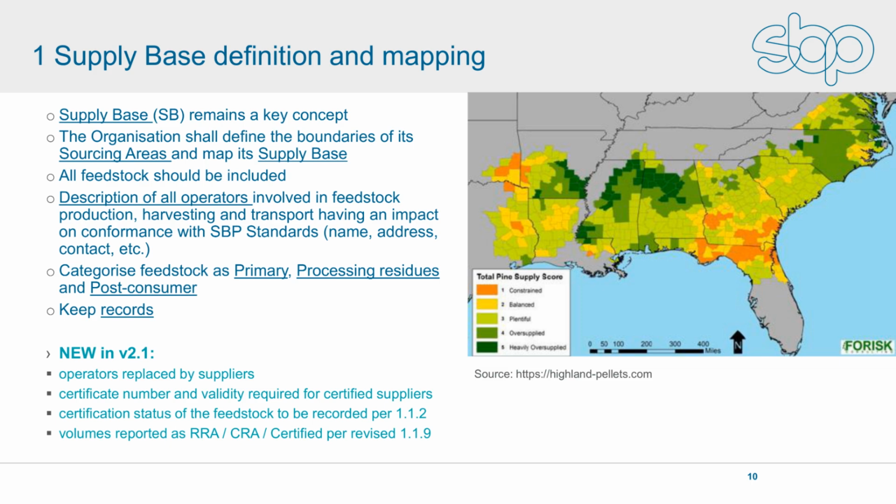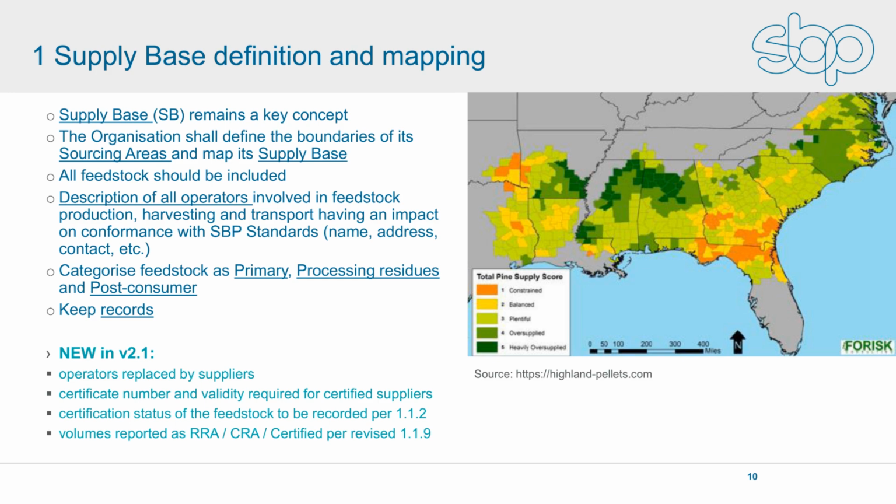Second, for each certified supplier, you now need to record the certificate number and its validity, not just the fact that the supplier is certified. Third, Clause 1.1.2 now explicitly requires the organization to capture evidence about the certification status of the feedstock itself, where relevant. This was implicit before. It is now a stated requirement. In practice, where you are sourcing feedstock certified under FSC, PEFC, SFI, or another recognized scheme, you need to record that status and hold evidence of it.